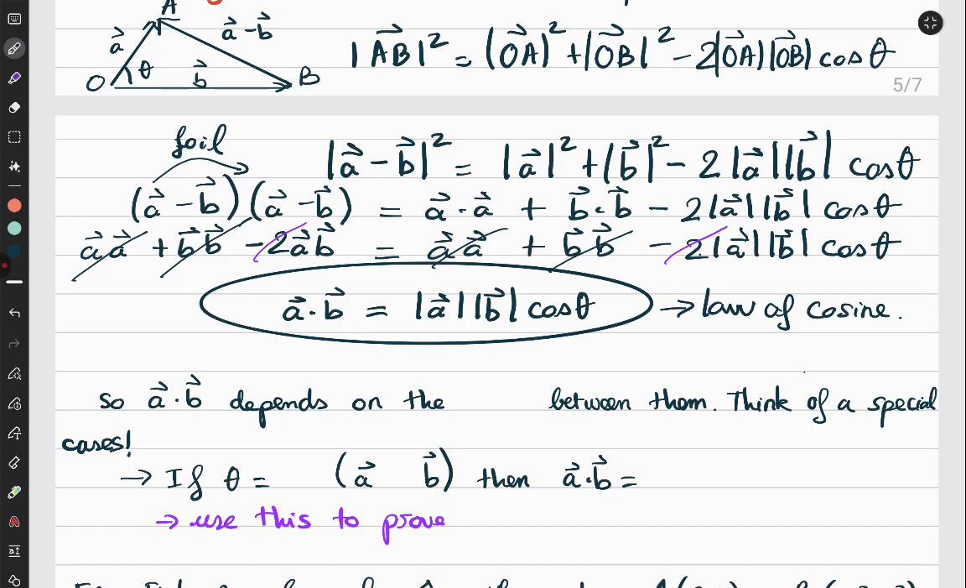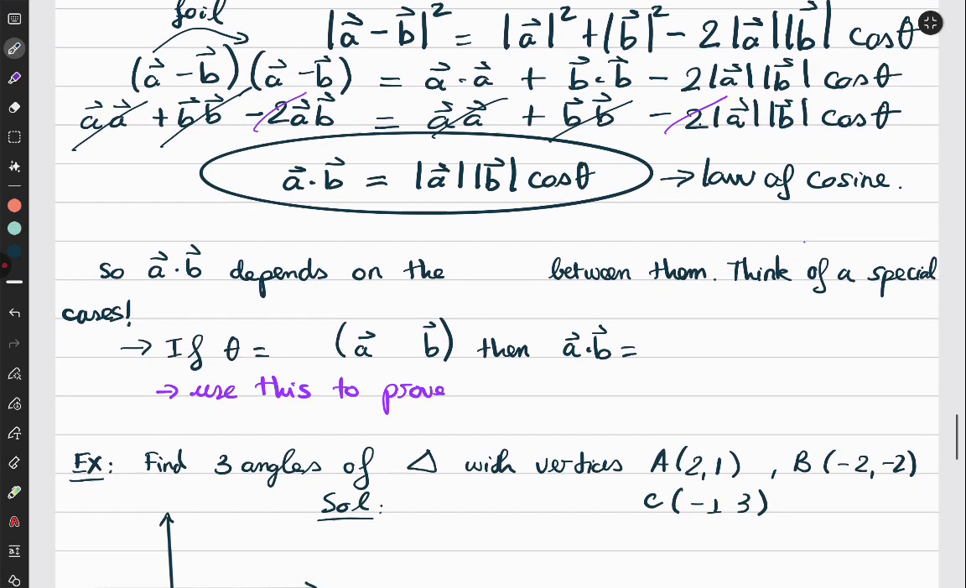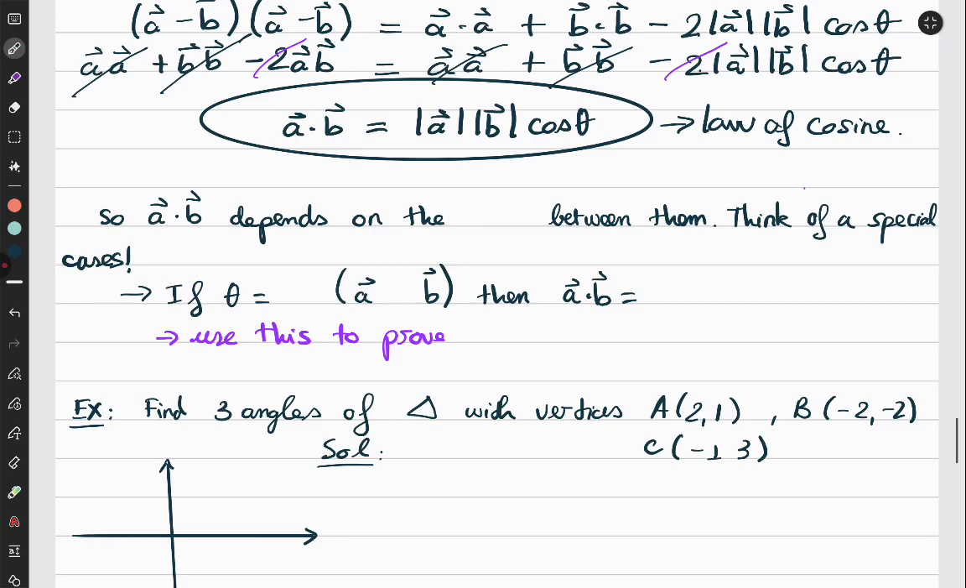If I give you A equal maybe 1, 1 and B equal 2, 3, let's say like that, can you find the angle between A and B using that? Okay, that is long. This one happens a lot, and you're going to see this very often. So A dot B depends on the angle, clearly that theta, the angle between them.